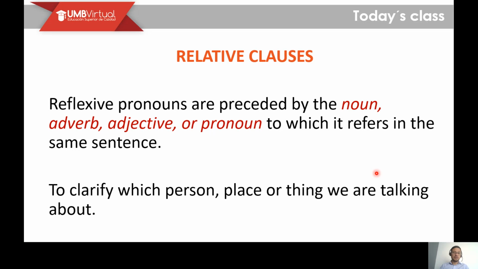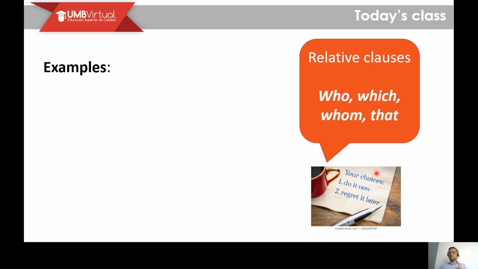Let's continue. Relative clauses. So we have relative pronouns that are preceded by the noun, adverb, adjective, or pronoun which they refer to in the same sentence, to clarify which person, place, or thing we are talking about. Básicamente, con este relative clause lo que estamos haciendo es referirnos a un pronombre o a un sujeto, ¿sí?, específico de la oración que acabamos de decir para hacer como una especie de clarificación. Vamos a ver cómo funciona.